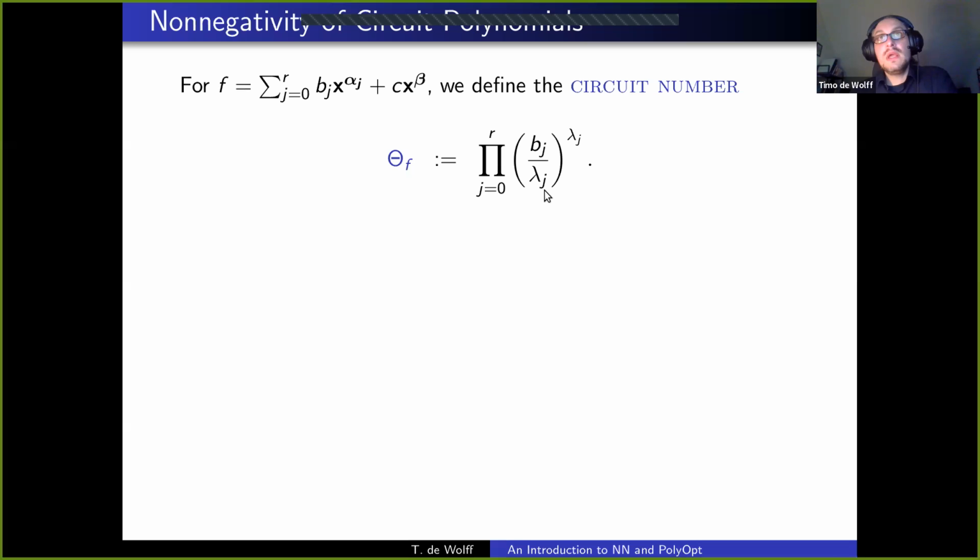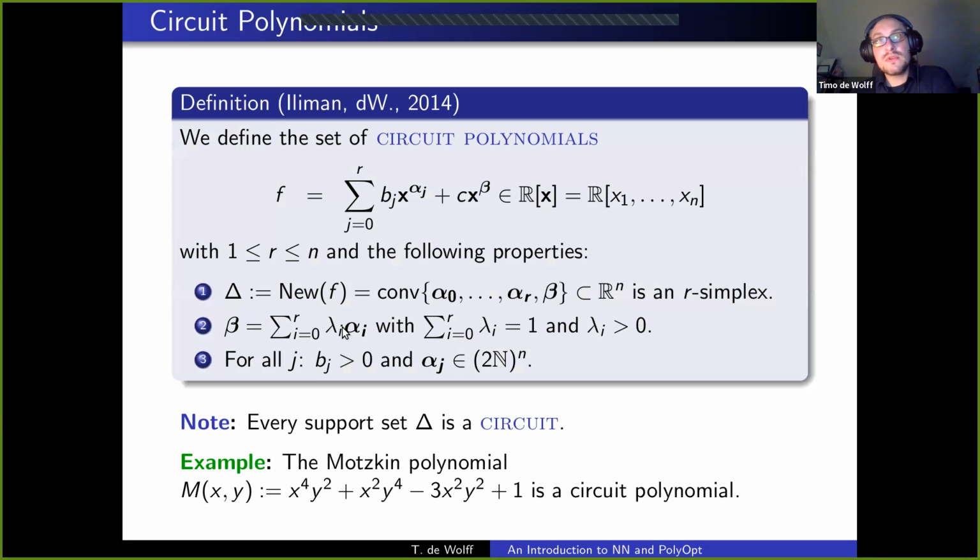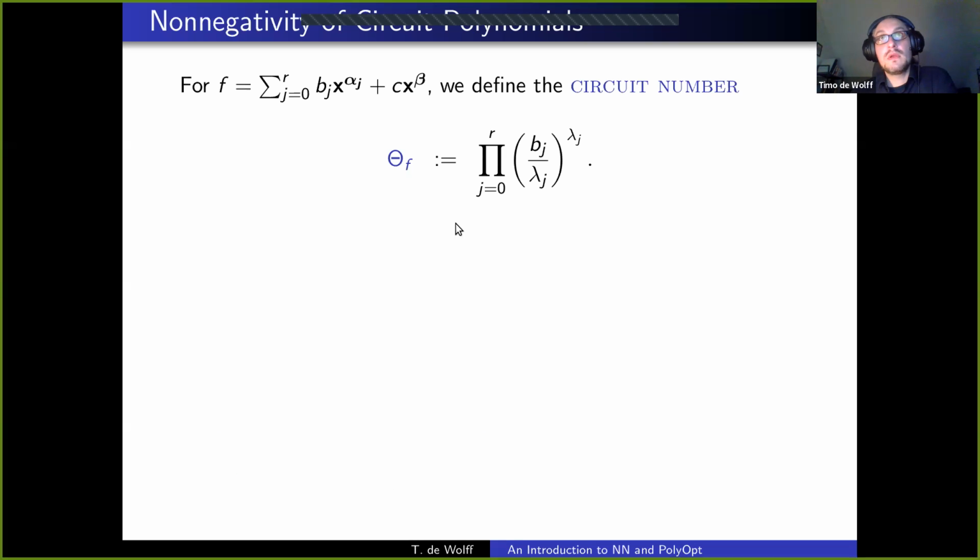Okay, this is given. And then it involves these values lambda here. And recall, lambda are the barycentric coordinates of the interior term. So this is essentially solving a system of linear equations to get these lambda. So this is, at worst case, linear programming to compute this number. Okay, why is it enough to have this number?